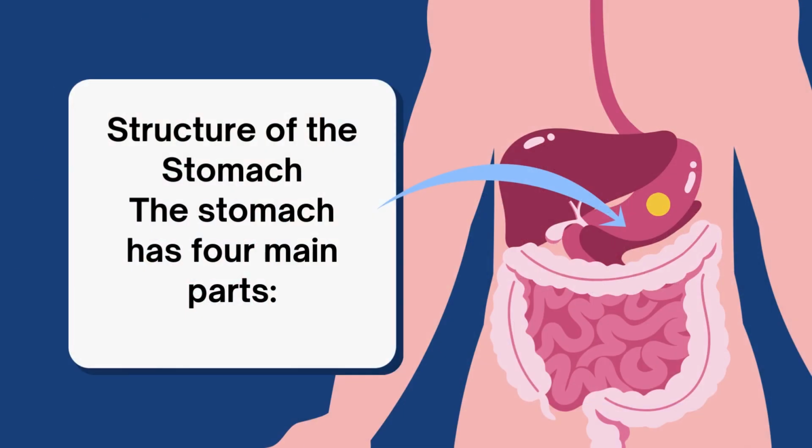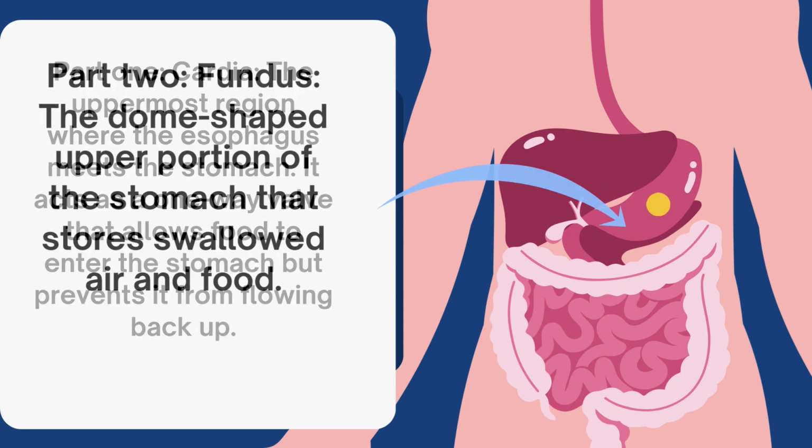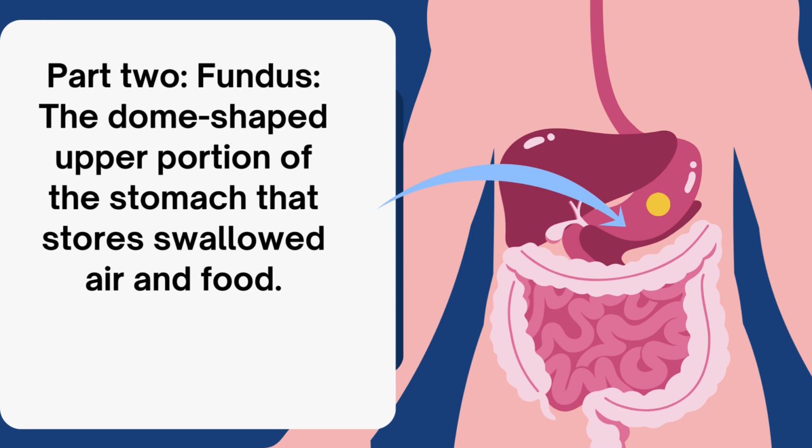Structure of the stomach. The stomach has four main parts. Part 1. Cardia. The uppermost region where the esophagus meets the stomach. It acts as a one-way valve that allows food to enter the stomach but prevents it from flowing back up. Part 2. Fundus. The dome-shaped upper portion of the stomach that stores swallowed air and food.